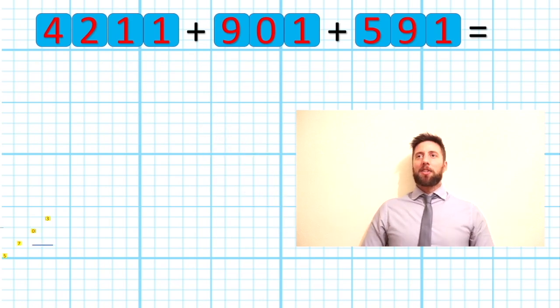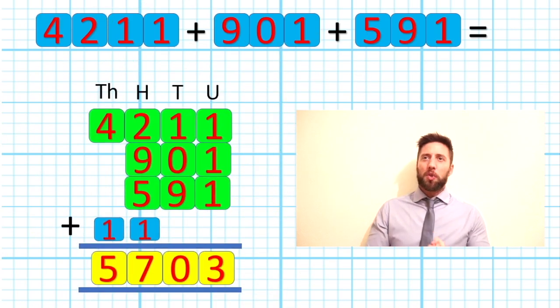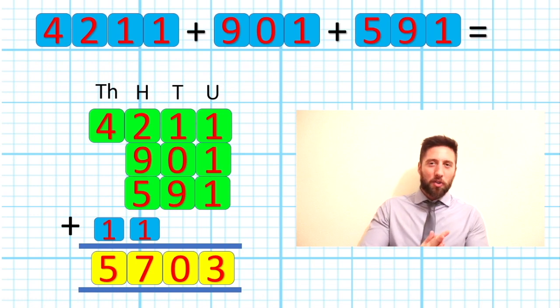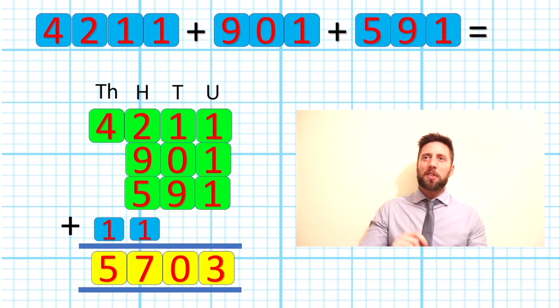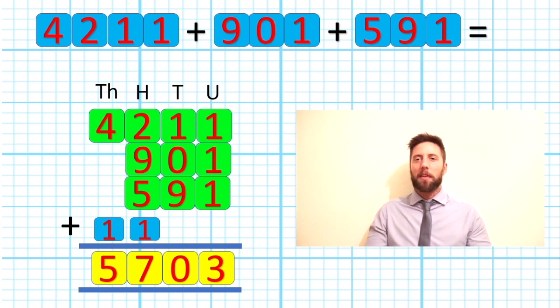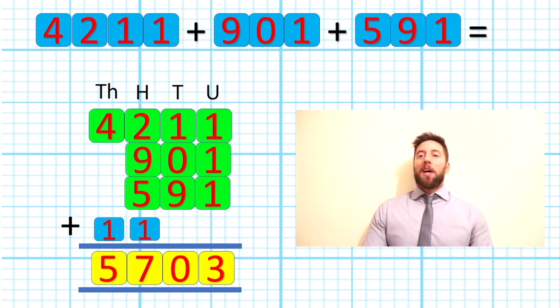Answer. Okay, so 4,211 add 901 add 591 equals 5,703. So I had to squint. I wrote that really small on the wall over there. I couldn't remember it. Okay, well done.